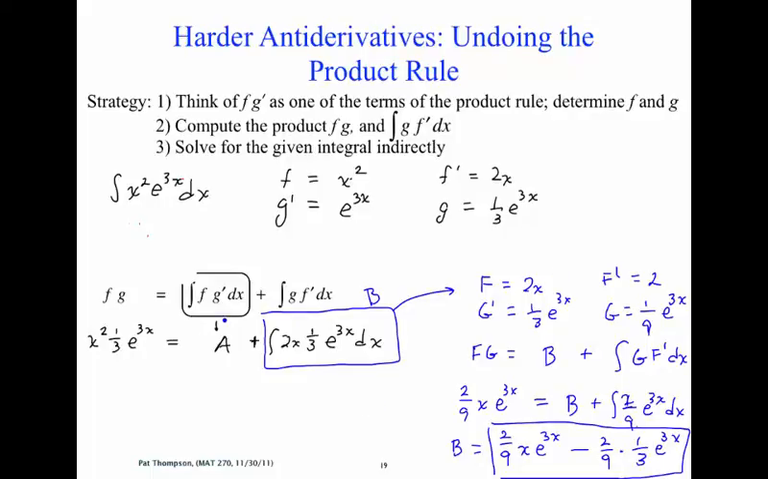Okay, so now we're ready to write. What we really wanted was A. That's B. So what is A? A is this thing minus B. So it's going to be 1/3 x squared e to the 3x minus, parentheses, because it's two terms, 2/9 x e to the 3x minus 2/27 e to the 3x. Okay? If it's a definite integral, then you evaluate the limits on the whole thing. Get the whole thing done, and then evaluate the limits. Or if it's indefinite, get the whole thing done and add c at the very end.